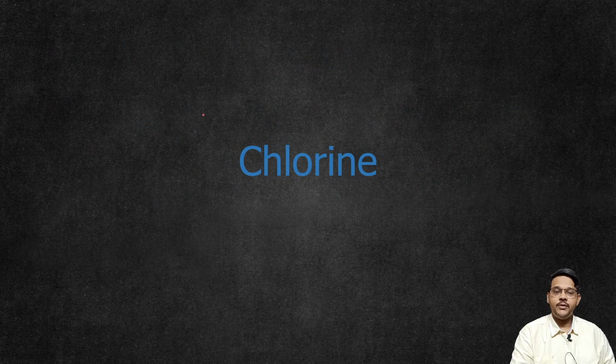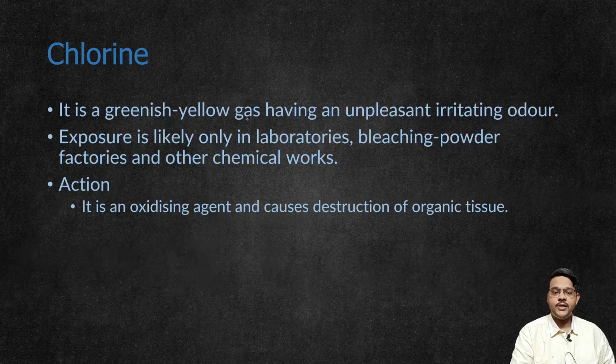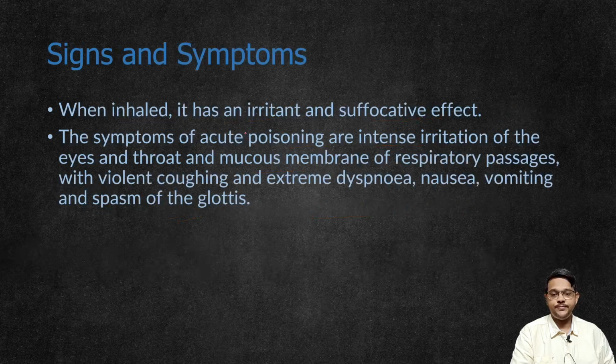The next poison is chlorine. Again, it is a non-metallic irritant poison. Chlorine is a greenish yellow gas with an unpleasant irritant odor. Exposure is likely only in laboratories, bleaching powder industries, factories, and other chemical works. It has an oxidizing agent action: it oxidizes and causes destruction of organic tissue.